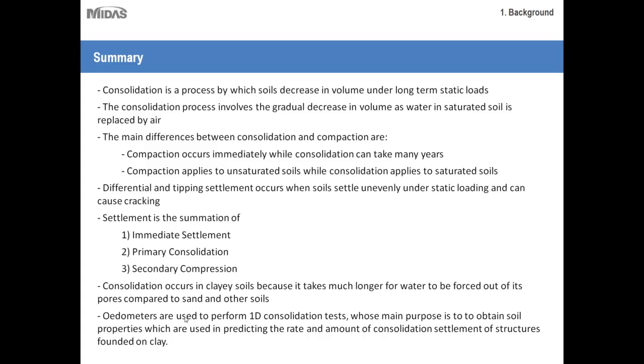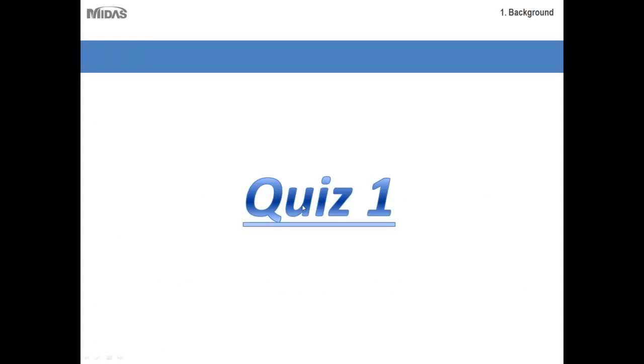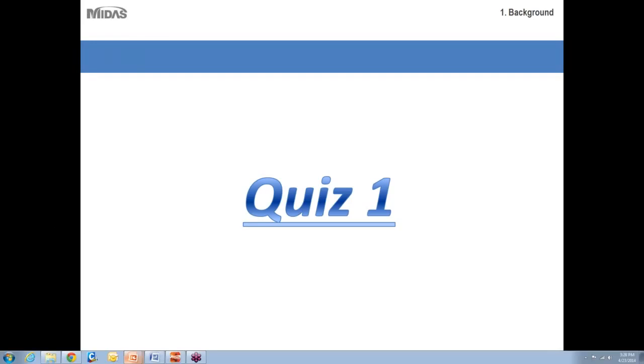Oedometers are used to perform one-dimensional consolidation tests, whose main purpose is to obtain soil properties which are used in predicting the rate and amount of consolidation and settlement of structures founded on clay. So that's the main lab test used to simulate consolidation. In the next chapter, we'll show you how to graph your results and then use them to get certain properties which can be used to predict or simulate settlements over a certain amount of time.